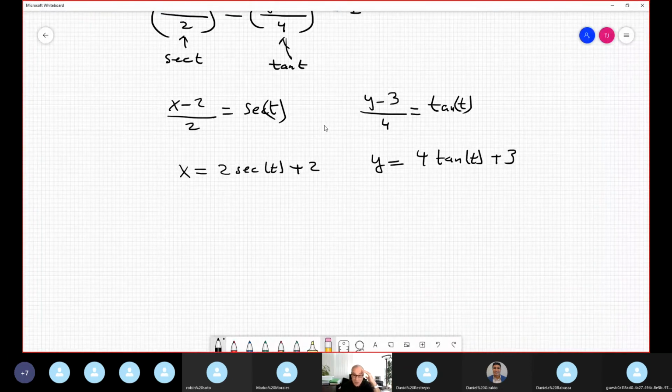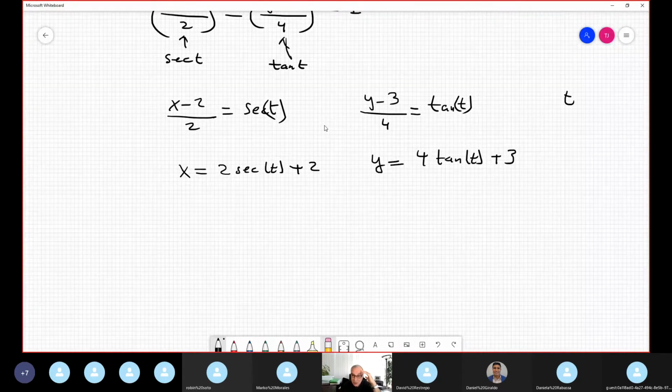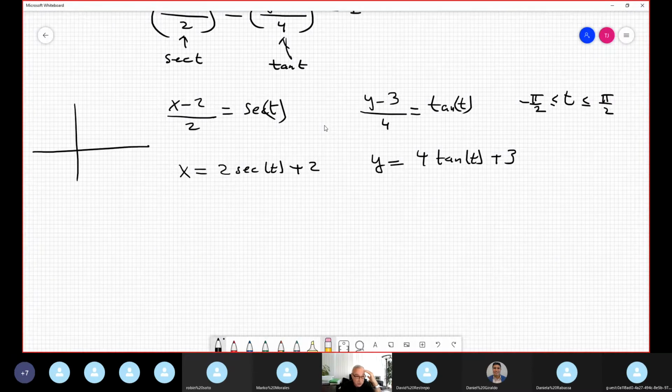So, what is the interval? Well, in this case t varies from negative pi over 2 to positive pi over 2. How do you know? Well, using your imagination, guys. You need to remember something. For example, let me quickly recall the trigonometric graphs.